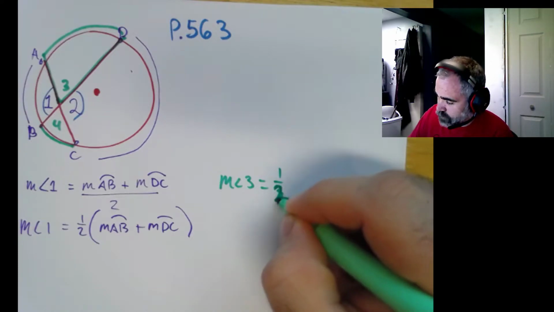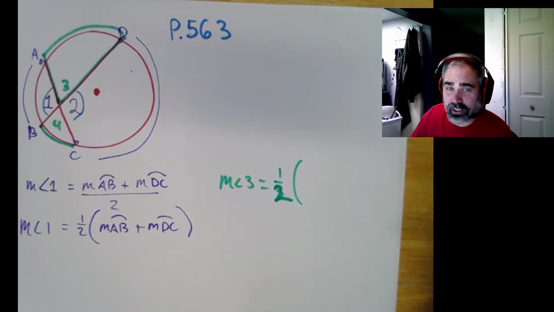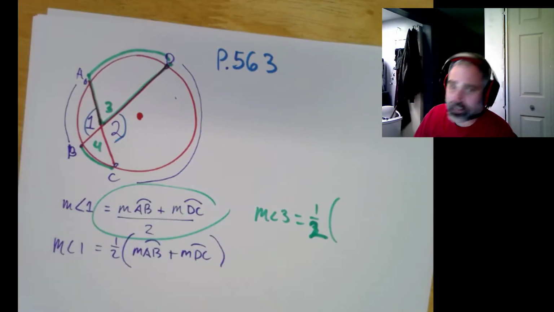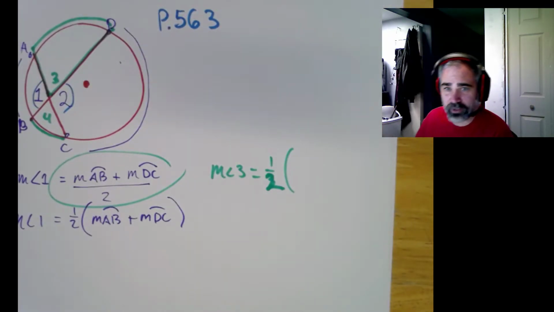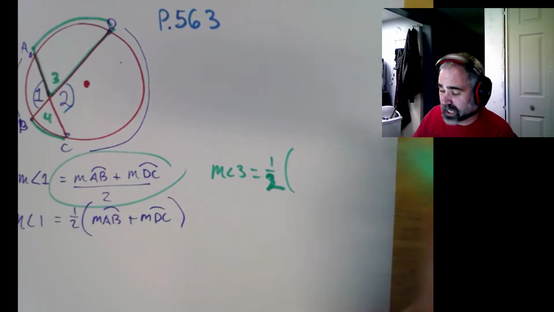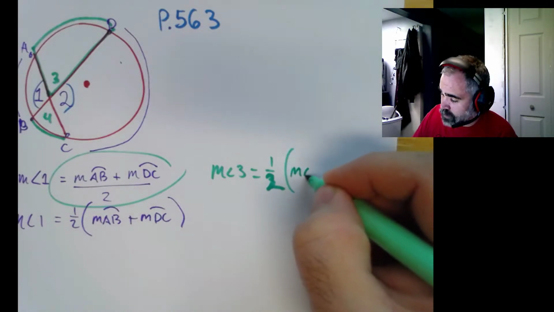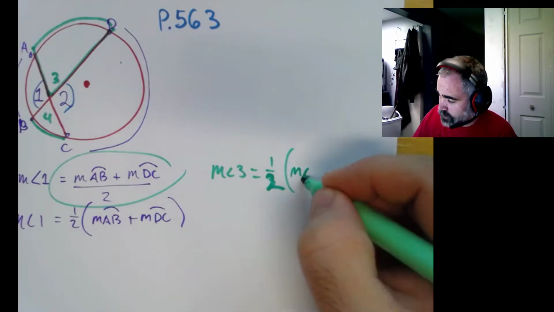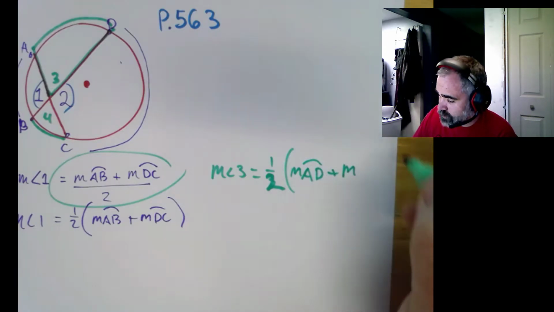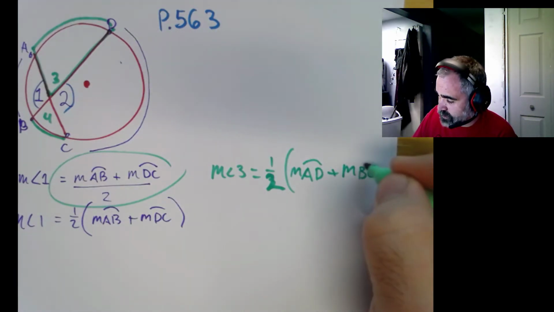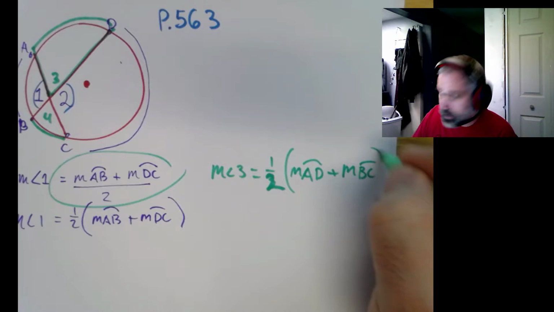1/2 times. And again, that's the same as dividing by 2 if you like that better. I personally prefer this one. I think it makes a little bit more sense to me in my mind rather than multiplying by 1/2, but it doesn't really matter which one you use. So the measure of angle 3 is going to be the average of the measure of arc AD plus the measure of arc BC. And that's as complicated as it gets.